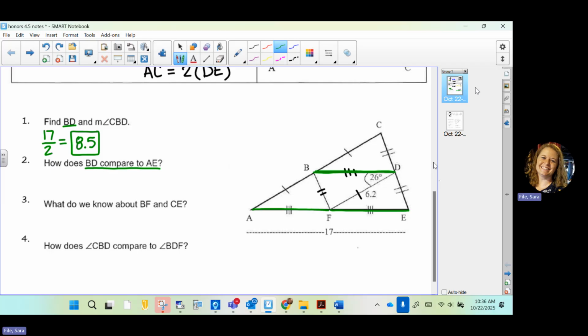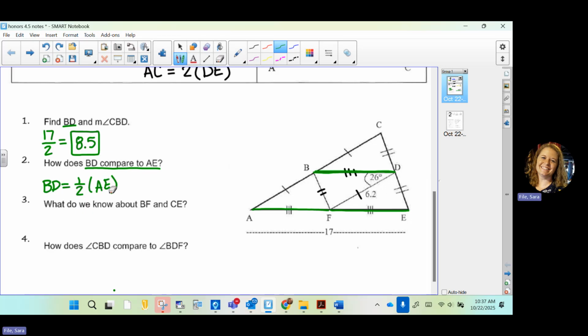How does BD compare to AE, Owen? BD is equal to 1/2 AE. Okay, so I could write it as in words. I could write that out, or I could write it as an expression, and I could say BD, without erasing maybe, is 1/2 of AE. Good. Or I could write that in words.